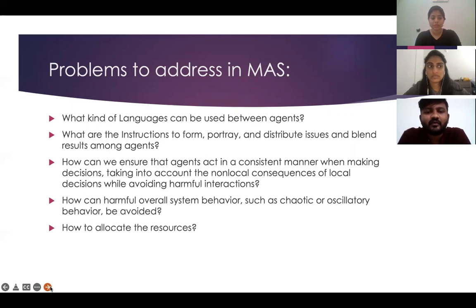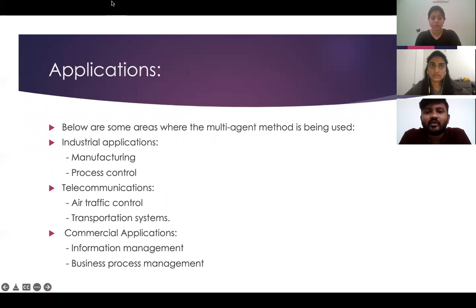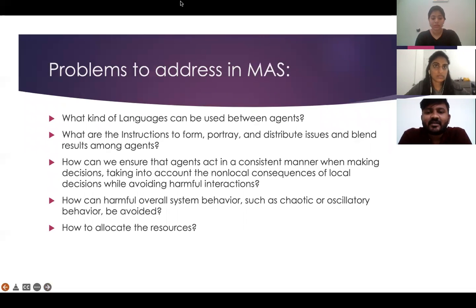Next, we're going to look into problems to address in multi-agent systems. Here are some problems that we address in multi-agent systems: what kind of language should be used between agents when they are addressing the problems, what are the instructions to perform and distribute the issues, and how to find the results, and how harmful the overall effect can be without addressing these problems.